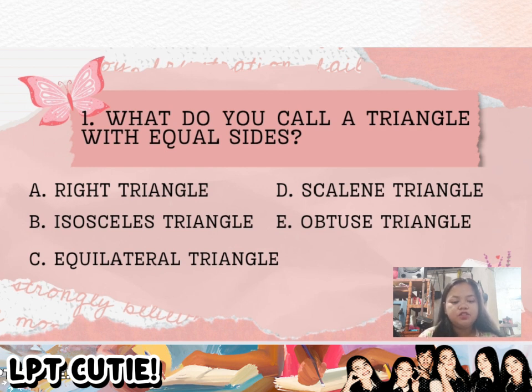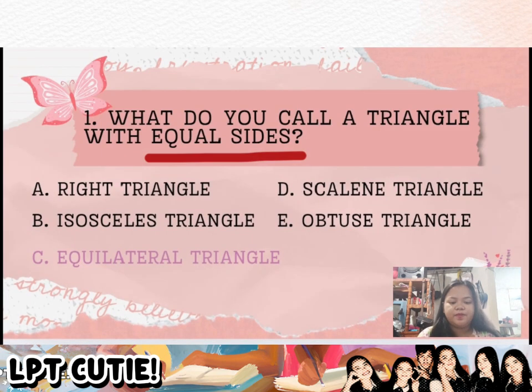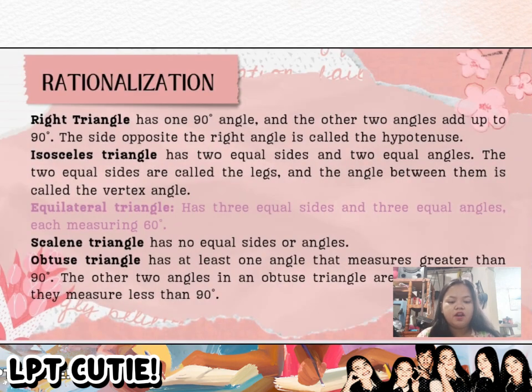Okay, so you need to find the clues in the question. So the clue there is the equal size. So what do you call a triangle with equal size? So based from that clue, the correct answer is letter C, equilateral triangle. So why? So we have here our rationalization.